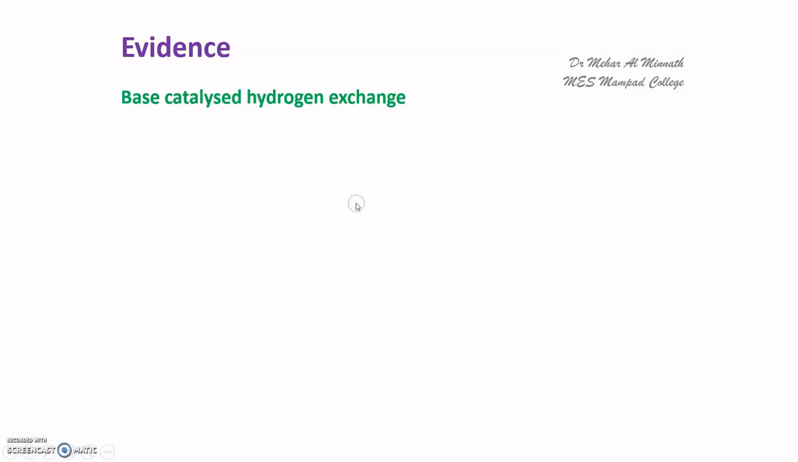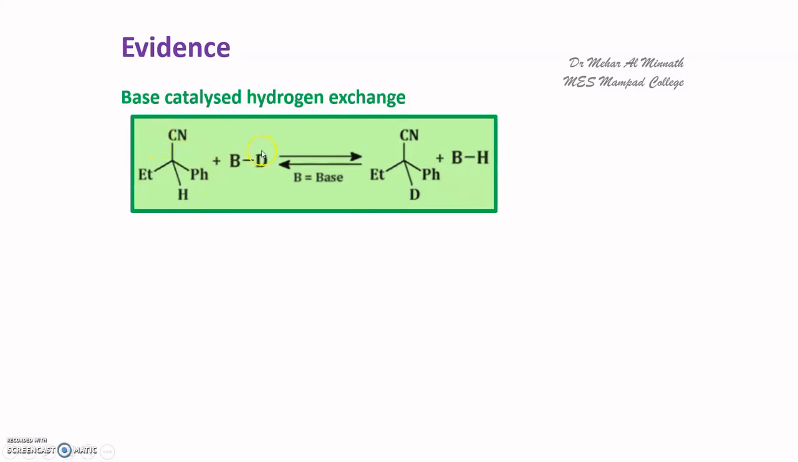Now, one evidence is the base catalyzed hydrogen exchange. When the compound is treated with a deuterated base, the hydrogen is exchanged and we get the deuterated compound, and the rate of deuteration is independent of the concentration of the base. You take a deuterated base or an undeuterated base, you get this. The exchange is the same, independent. The rate is the same. That is, here the rate of the reaction is independent of the concentration of the base.